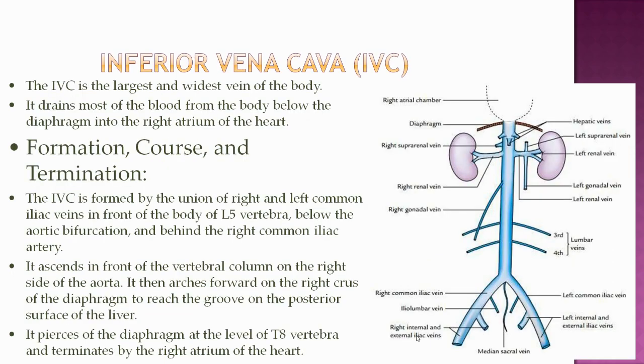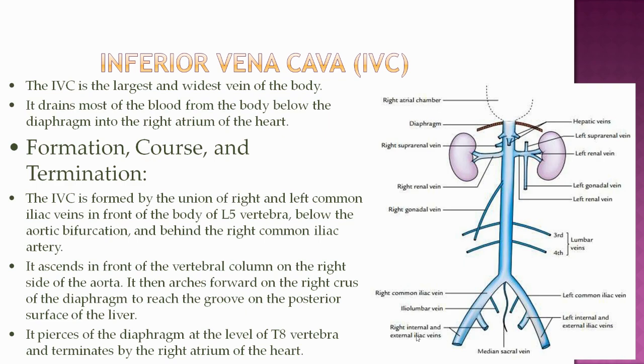Now we will see the inferior vena cava. It is the largest, widest vein of the body and drains most of the blood from the body below the diaphragm into the right atrium of the heart. Formation, course and termination: it is formed by the union of the right and left common iliac veins in front of the body of the L5 vertebra, below the aortic bifurcation and behind the right common iliac artery. It ascends in front of the vertebral column on the right side of the aorta.